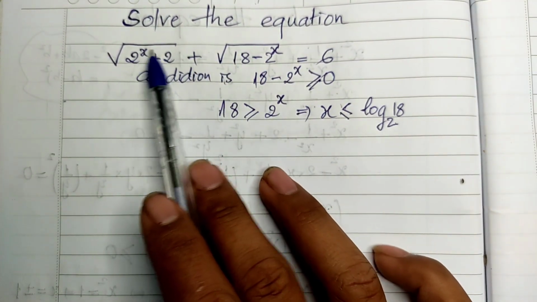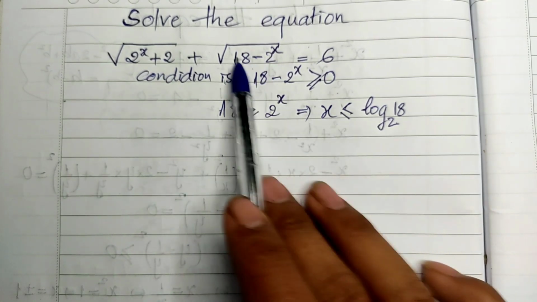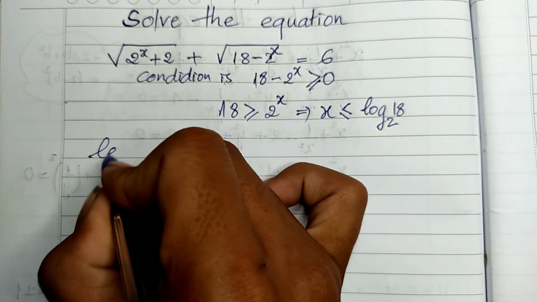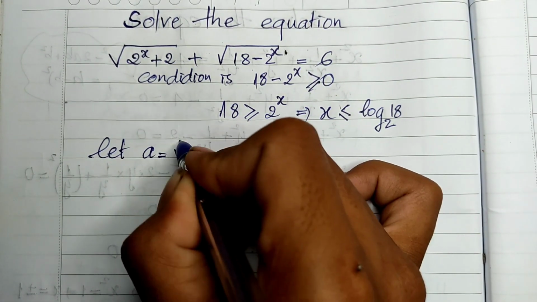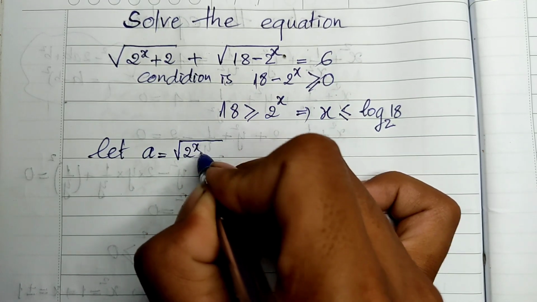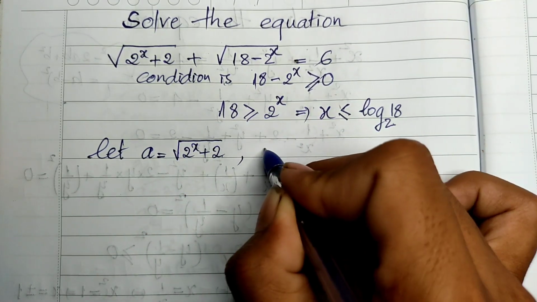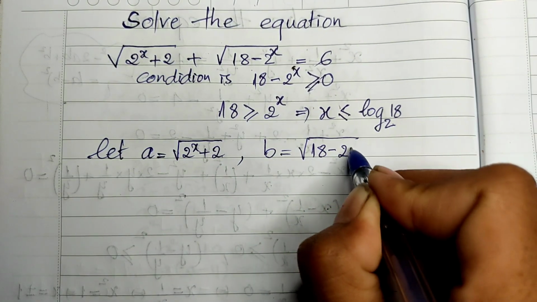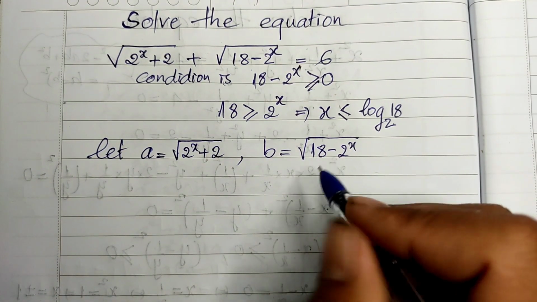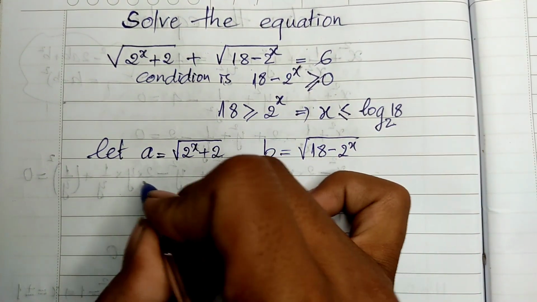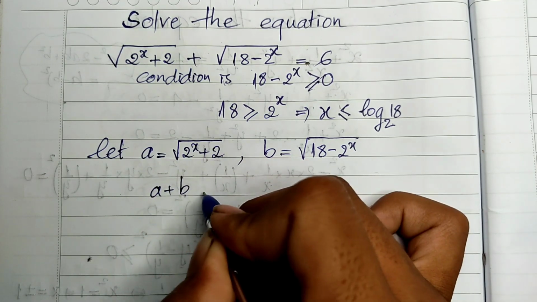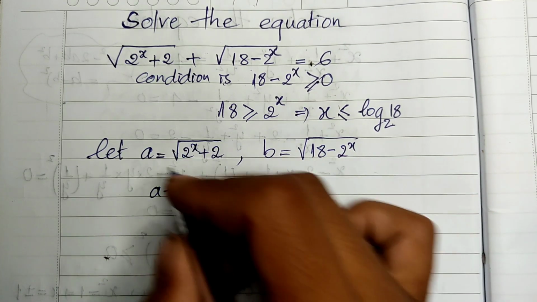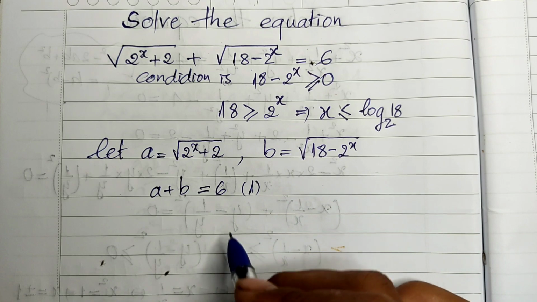So I let this be A and I let this be B. I let A equal square root of 2^x plus 2, and B equal square root of 18 minus 2^x. And now we get A plus B is equal to 6. I call this the first equation.